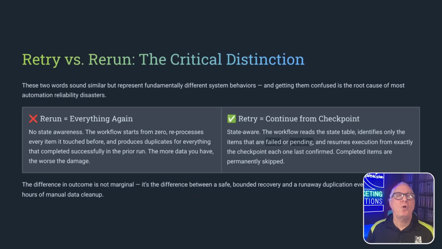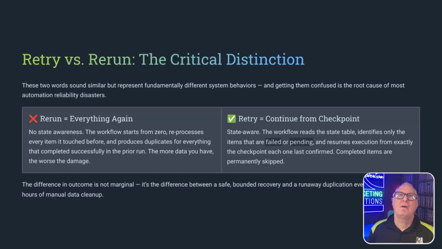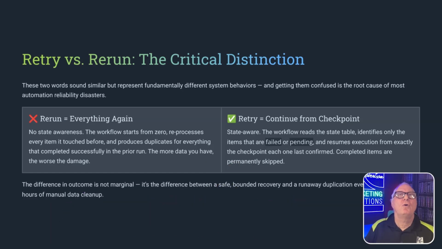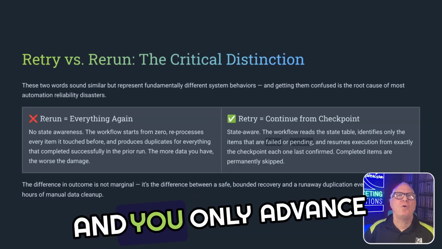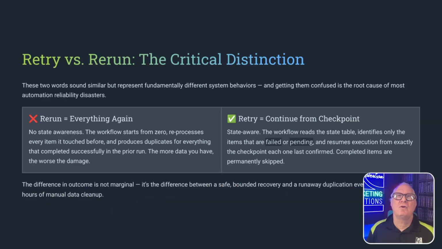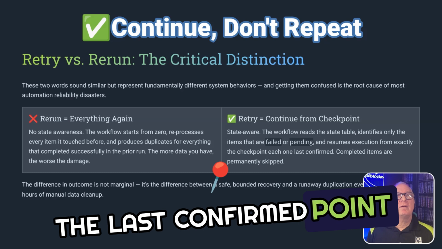Now, why does this make retries safe? Because you only retry rows that are failed or rows that are in progress but stale. And you only advance checkpoint when the step truly succeeded. So a retry is not "do everything again." A retry is "continue from the last confirmed point."